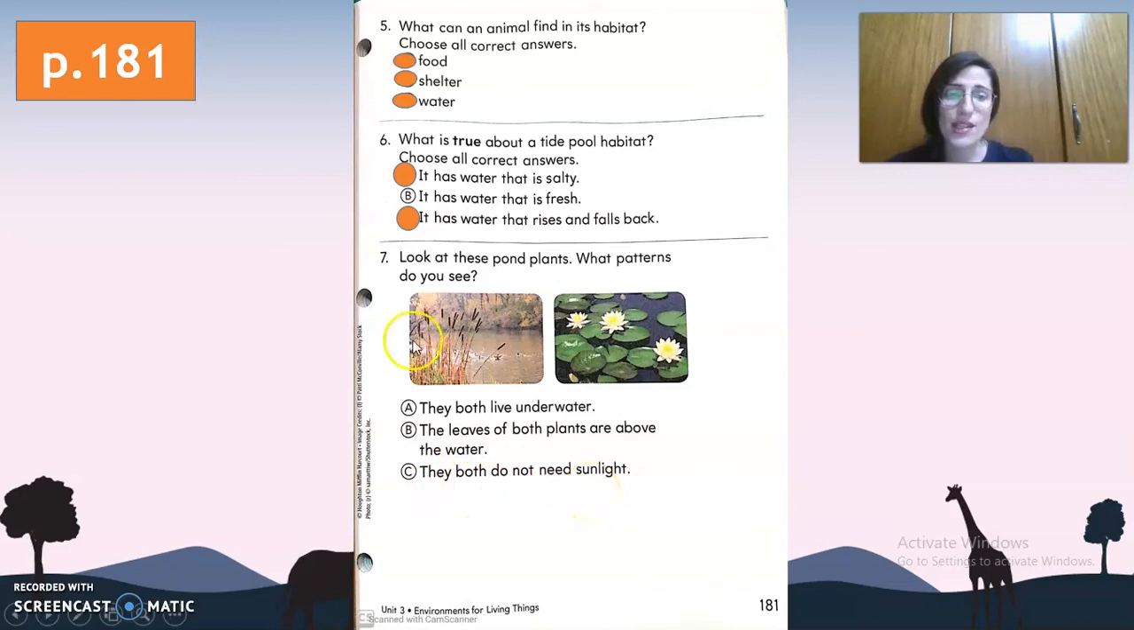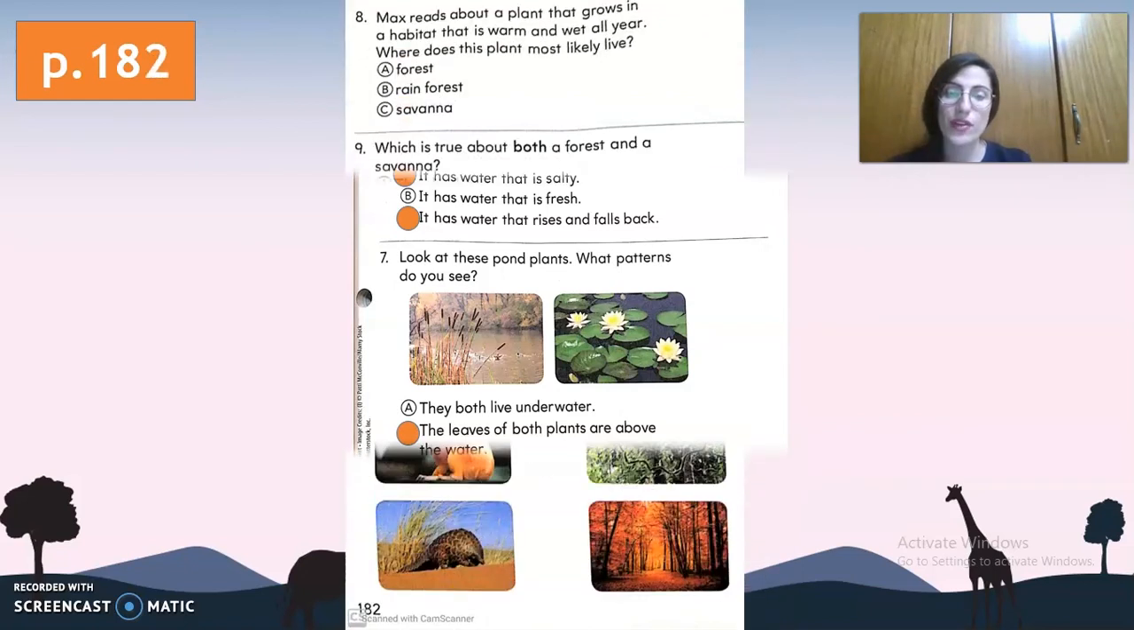So, look at these pond plants. What patterns do you guys see? A, they both live under the water. Do you guys see that both are living under the water? B, the leaves of both plants are above the water. Observe carefully to check and see. C, they both do not need sunlight. Think, guys. I'm going to give you a minute. What do you guys think? It is B, the leaves of both plants are above the water.